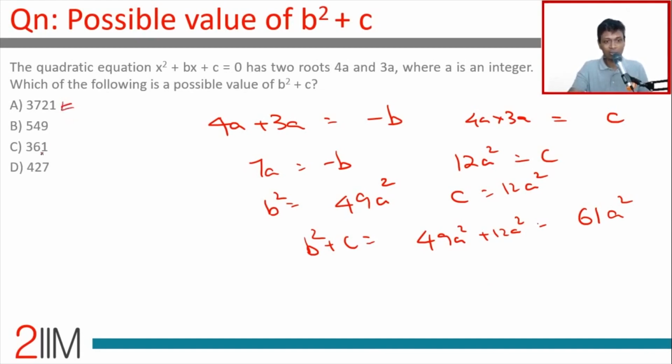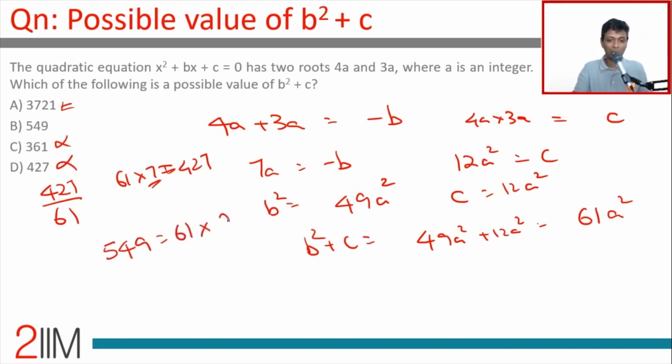And so 61 into a square cannot be 361. 361 is not a multiple of 61. 427 by 61: 61 into 7 is 427. It's a multiple, all right, but into 7. 7 is not a perfect square. This doesn't work. 549 is 61 into 9. This works. 9 is a perfect square. A could be 3. This is a possible value.